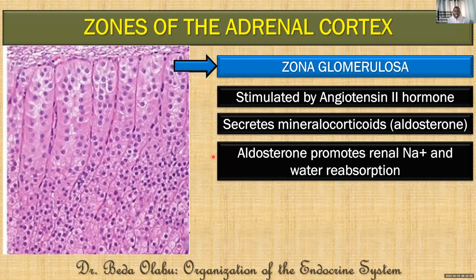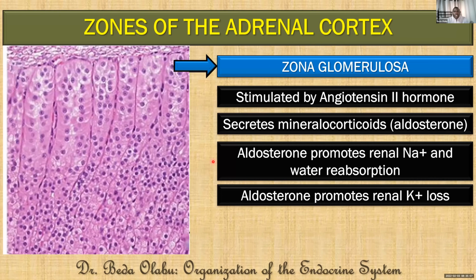Now, the reabsorption of sodium is usually in exchange with potassium, which means in the presence of aldosterone, an individual will lose potassium in urine. So it promotes potassium secretion as we reabsorb sodium and water follows. So if you reabsorb sodium and water follows, it means we are increasing blood volume. And if you increase blood volume, you are having an influence on blood pressure.